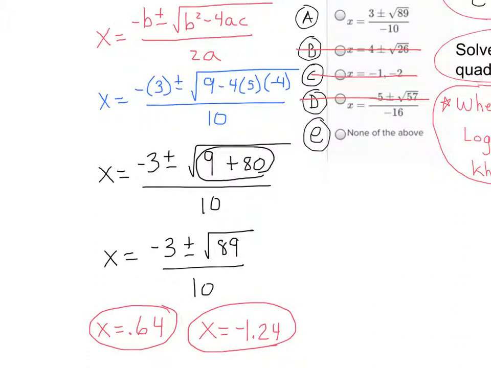Let's try, because now it's either going to be A or E, right? So now type in 3 plus the square root of 89 and press enter, and then divide by negative 10 and tell me what you get. So it gave you this one, right? Now it's not right unless it gives you both. So now let's do 3 minus the square root of 89 and press enter, and then divide by negative 10, and what do you get? And so A gave me both of my solutions, didn't it? And so A is your answer.